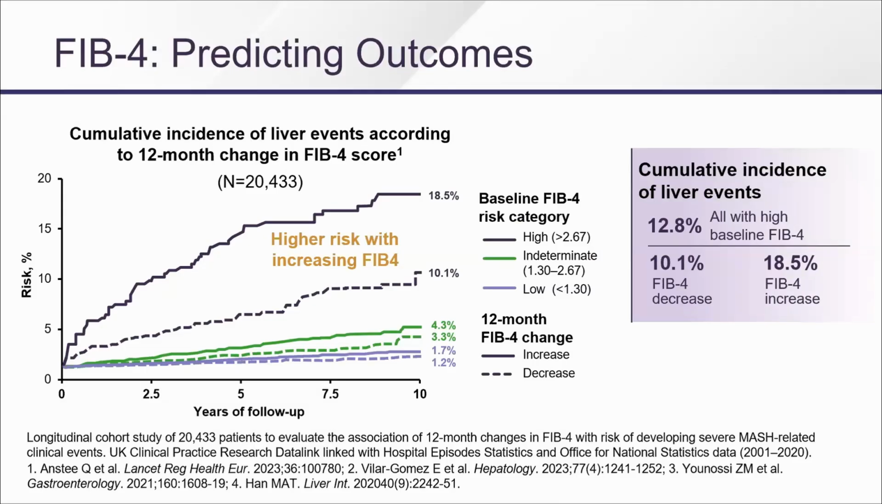So now what about predicting outcomes? Is the change in FIB4 over time meaningful? And the answer is yes. So what you can see is that if you have a high FIB4, that's the number at the top, you do worse. If you have a low FIB4, you do better. And if your FIB4 increases, which are the solid lines, you do worse. And if your FIB4 gets better, you do better.